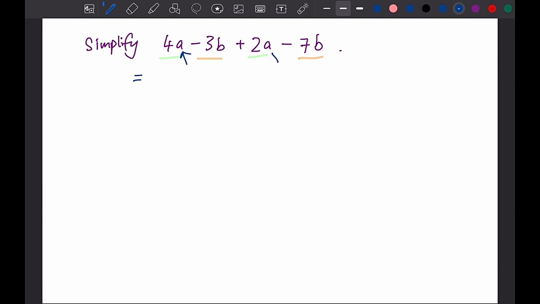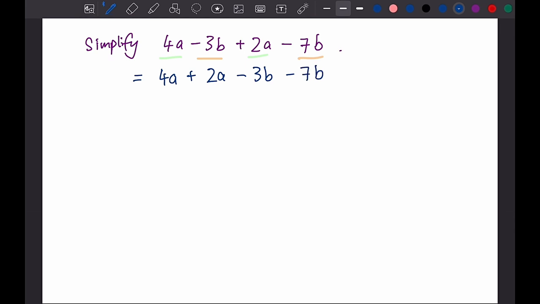This means that these two terms are like terms, right? And of course a and b are unlike terms, so we're going to put the like terms together. So I'm going to move the 2a together with the 4a, so I'm going to move the whole entire plus 2a over to join with the 4a, and then I'm going to move the whole entire minus 3b over here together with the other minus 7b.